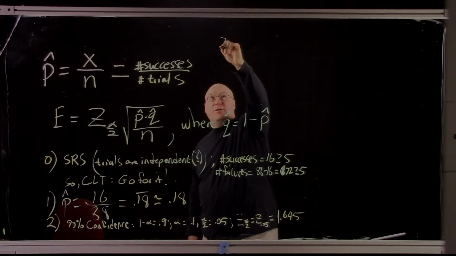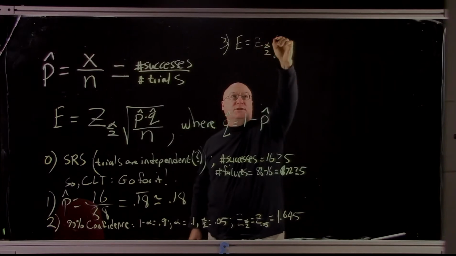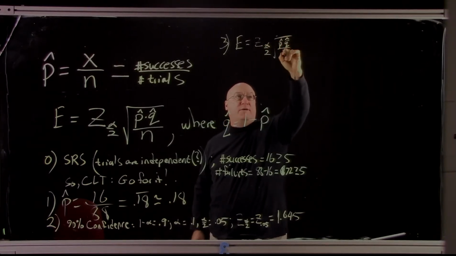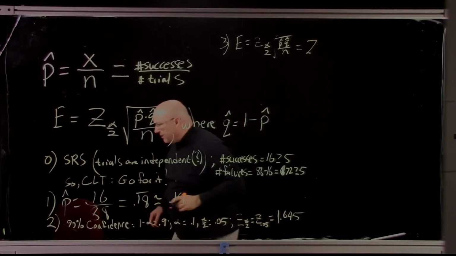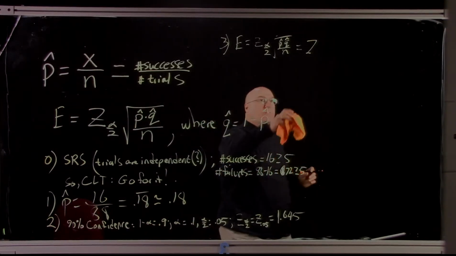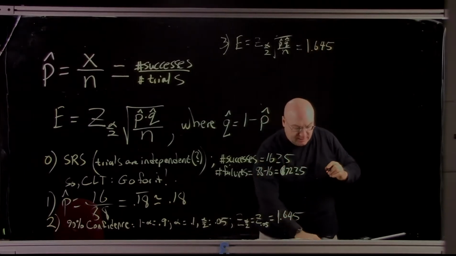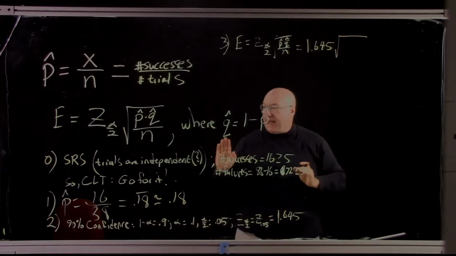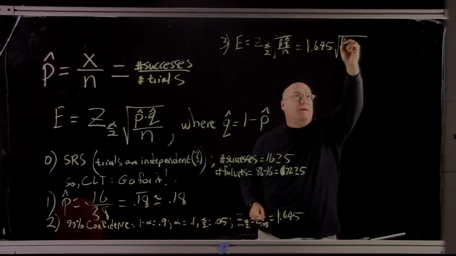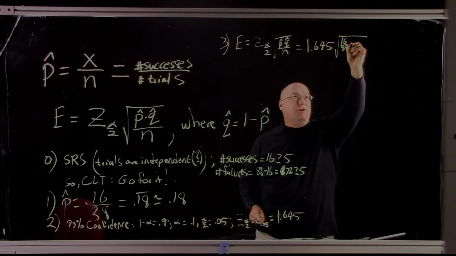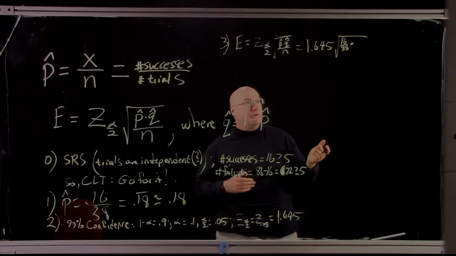Let's see. 3, the margin of error then is right here. Z alpha over 2 times the square root of p hat, q hat over n. So we know what z alpha over 2 is. Z alpha over 2 is 1.645. And I want then the square root of p hat, let me leave it as 16 over 88 right now. When I'm doing computations, I do not want to use rounded values. Remember that? We don't use rounded values in the middle of computations. So I'll leave it as 16 over 88.